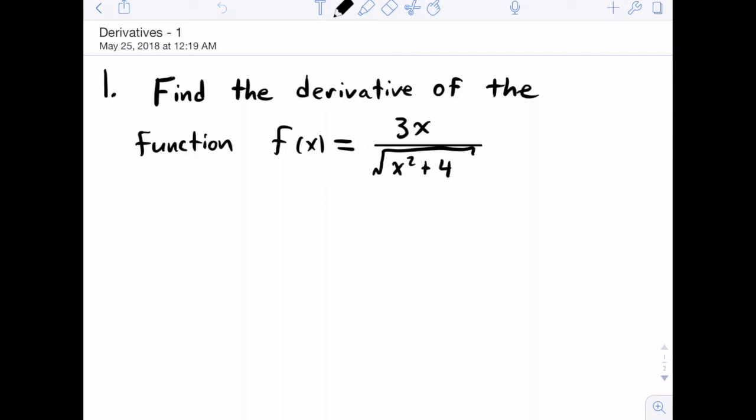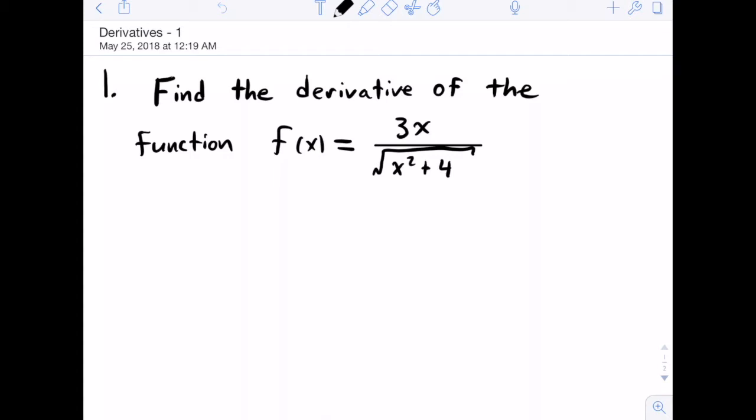Hey, this video is on derivatives, and what I'm going to do is give you a bunch of different functions and show you how to take the derivative of these things. So the idea is just to give you a wide variety of different types of functions that you might see.